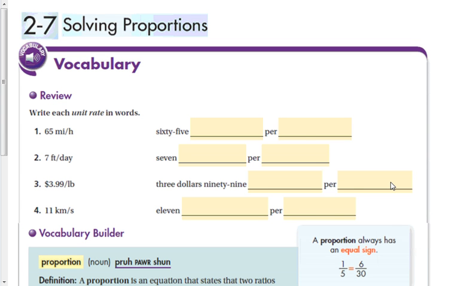Hey students, this is lesson 2.7. We're going to learn how to solve and apply proportions here. Go ahead and do this review. I'll check back with you.